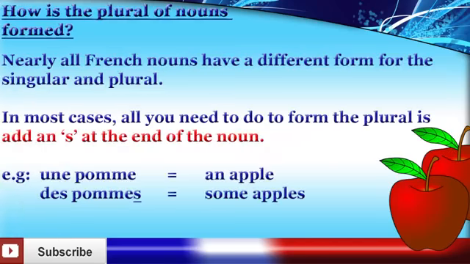Nearly all French nouns have a different form for the singular and plural. In most cases, all you need to do to form the plural is add an S at the end of the noun. For example, une pomme, an apple, des pommes, some apples. Note that the S which forms the plural is nearly always silent.